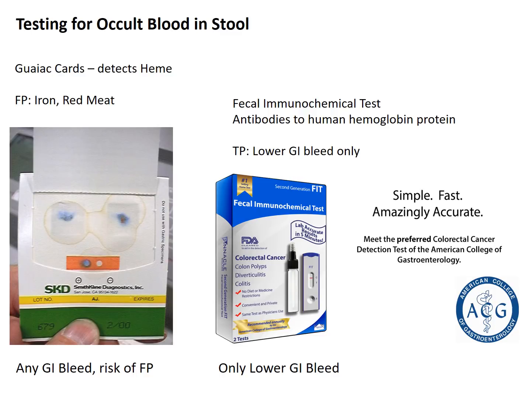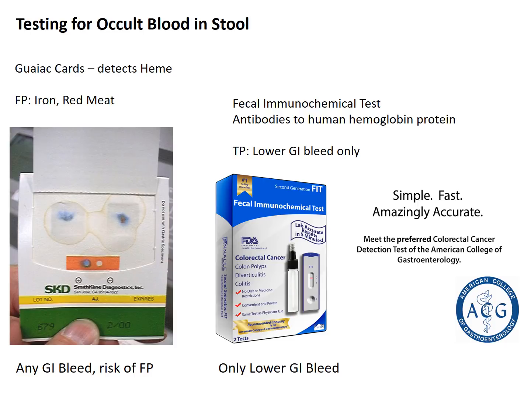Okay, testing for occult blood. The guaiac test detects heme. Remember, heme is that central iron molecule in hemoglobin. So an individual who is bleeding in the GI tract will release heme into the GI tract, and the occult guaiac test will detect that heme. You can get false positives if the patient is ingesting iron or a lot of red meat.